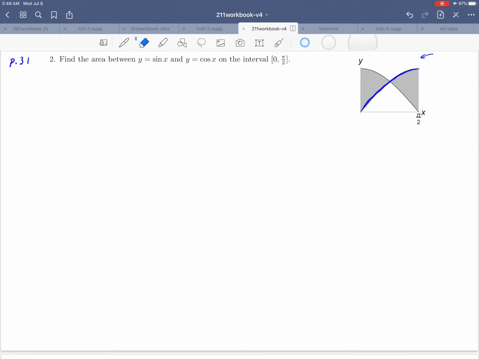Okay, let's maybe label that. And cosine of x is the one that starts at the point 0, 1, so that would be sitting right here in the picture.